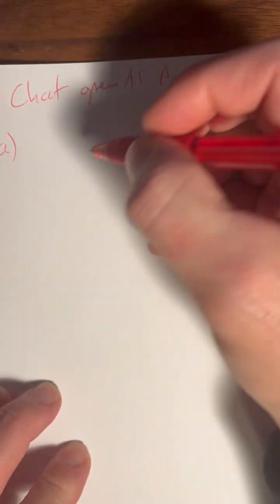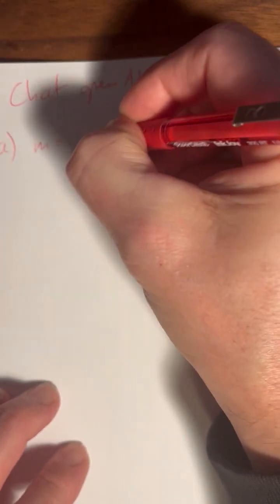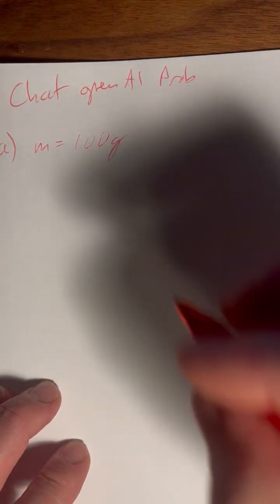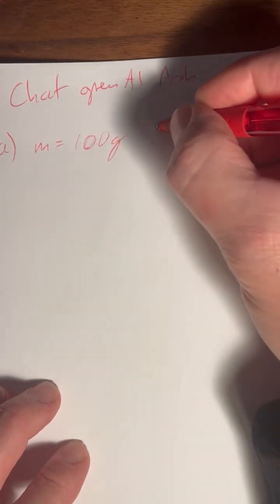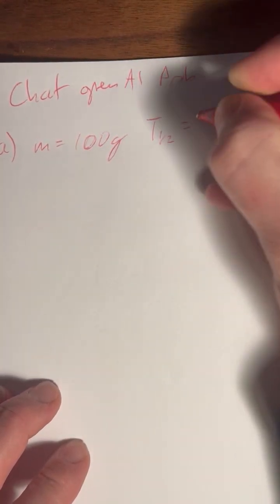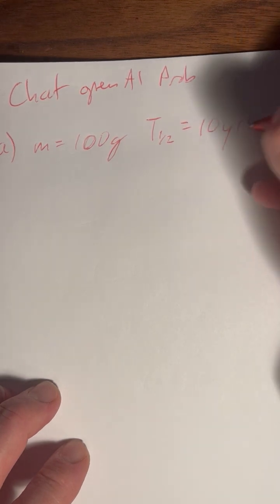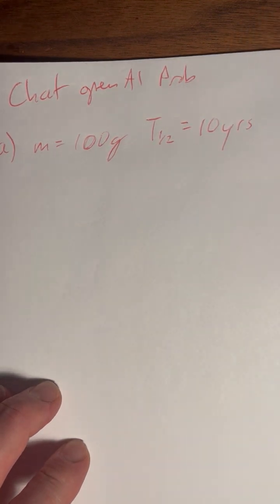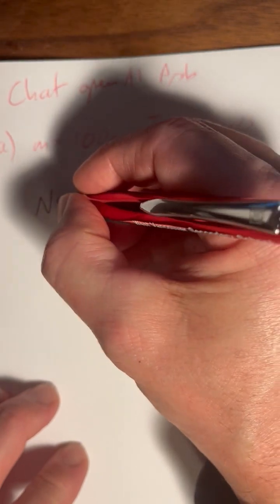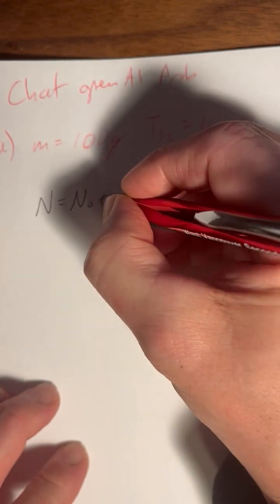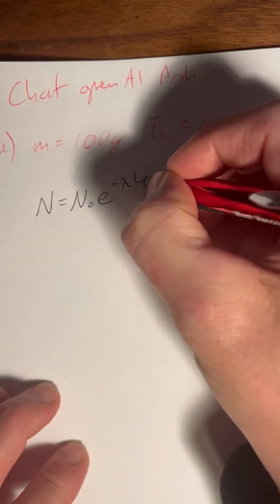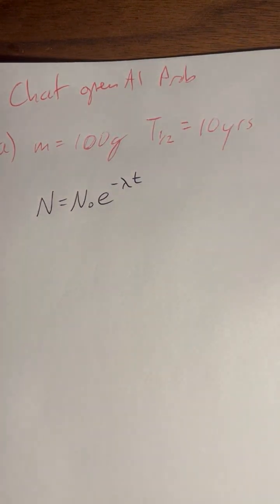So first of all, we have mass is equal to 100 grams, and our half-life is equal to 10 years. So I write an equation. Now, I would say that the equation is n is equal to n naught e to the negative lambda t. That was the equation that I would give.